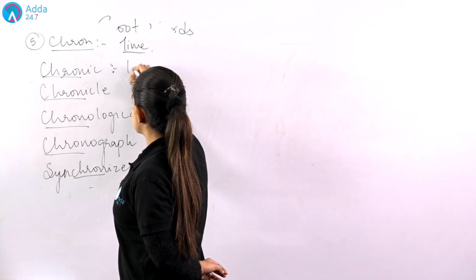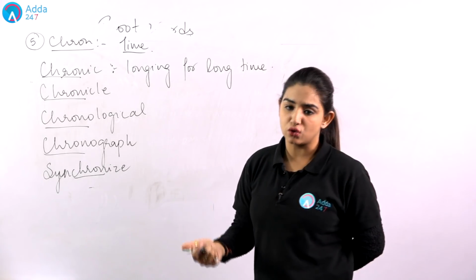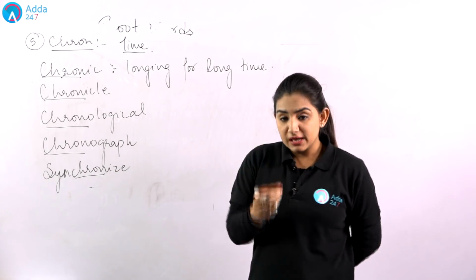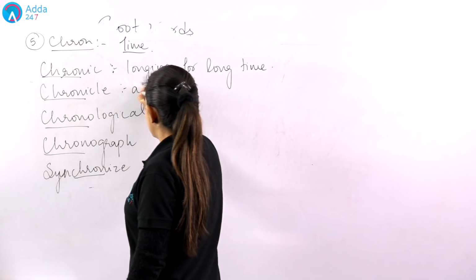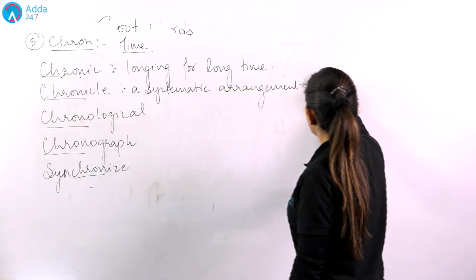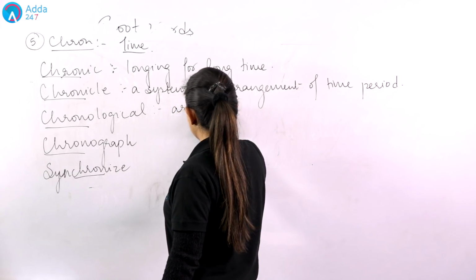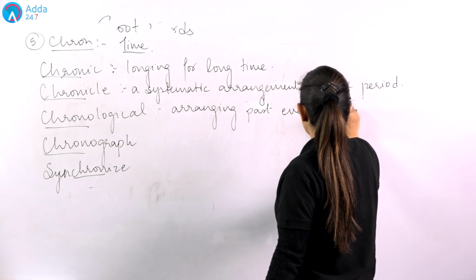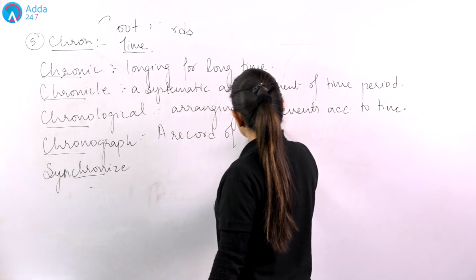Chronic means lasting for a long time. Something that stays for a very long time is chronic. For example, this word is generally used with diseases. For example, he has got chronic malaria. That means a malaria that has been running for a really long time. Next we have chronicle. Chronicle means a systematic arrangement of time period. Then we have chronological. Again, this is what we mean by arranging past events according to time, right? Next we have chronograph. This means a record of past time.